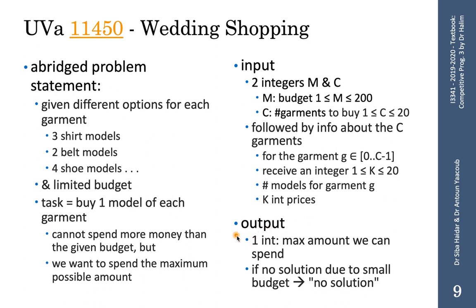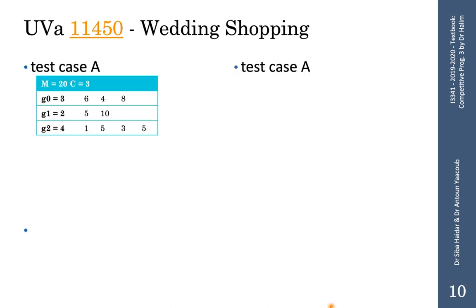And you have to output what? We have to output one integer only: the maximum amount we can spend when we buy one garment of each, one model of each garment. And we have to print "no solution" if there is no solution due to a small budget. For example, you give us money and we cannot buy all the wanted.